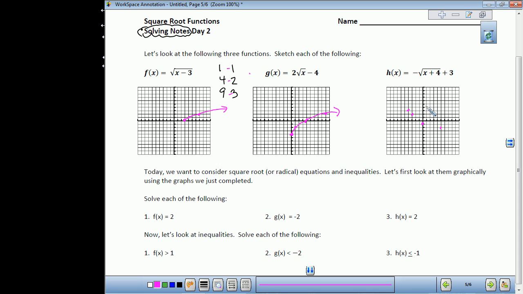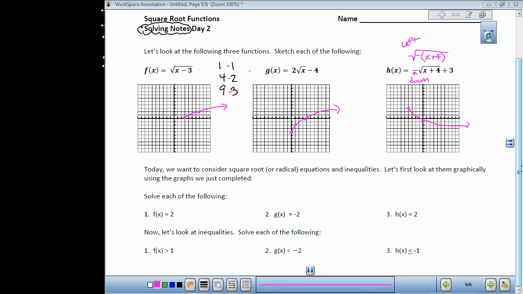Yes? If the negative is on the inside, you go left. Correct. If the negative is on the inside of the function, we would go left. But with a negative outside, that just tells us down. Good question.